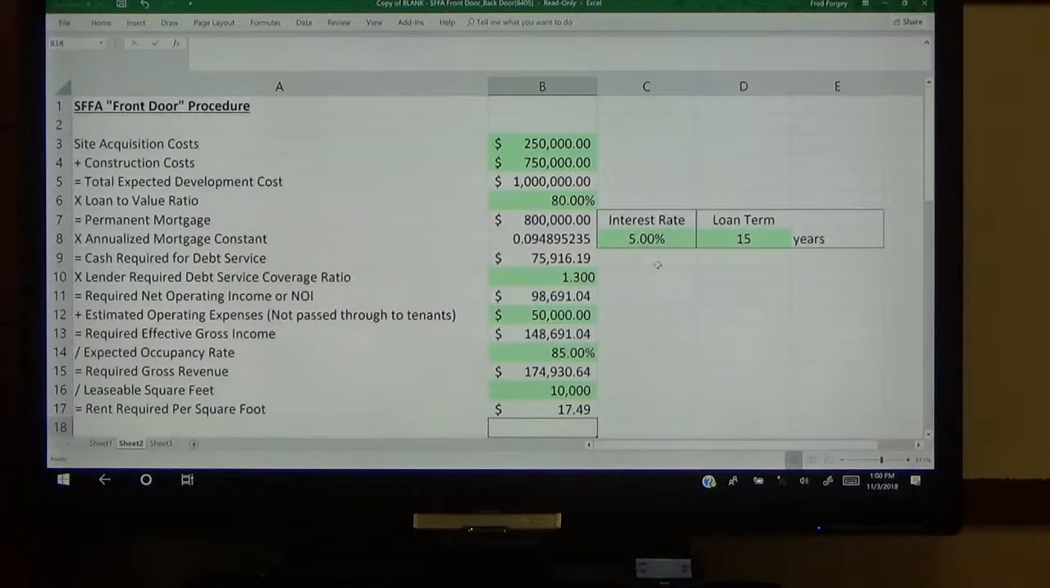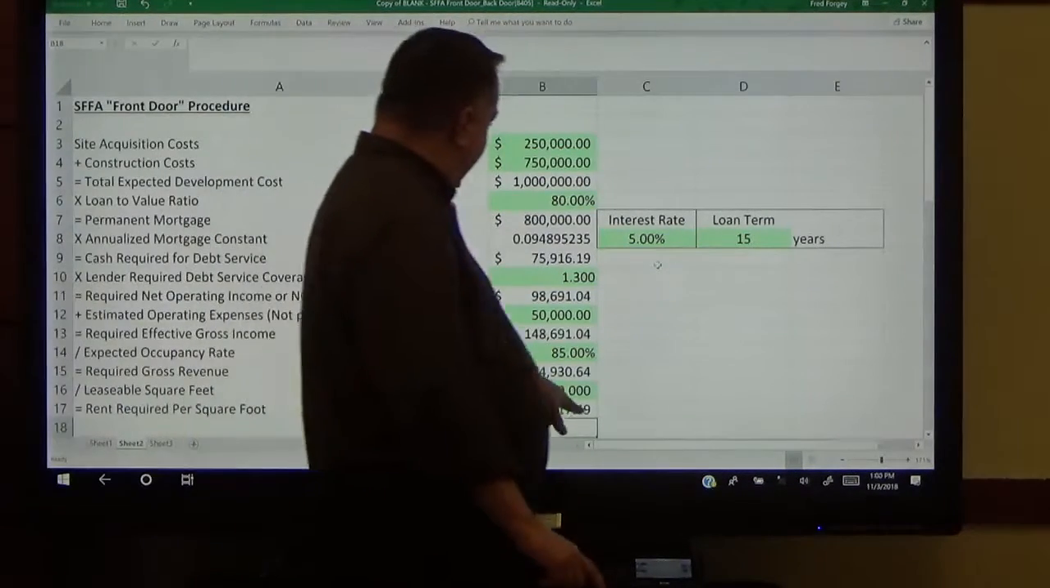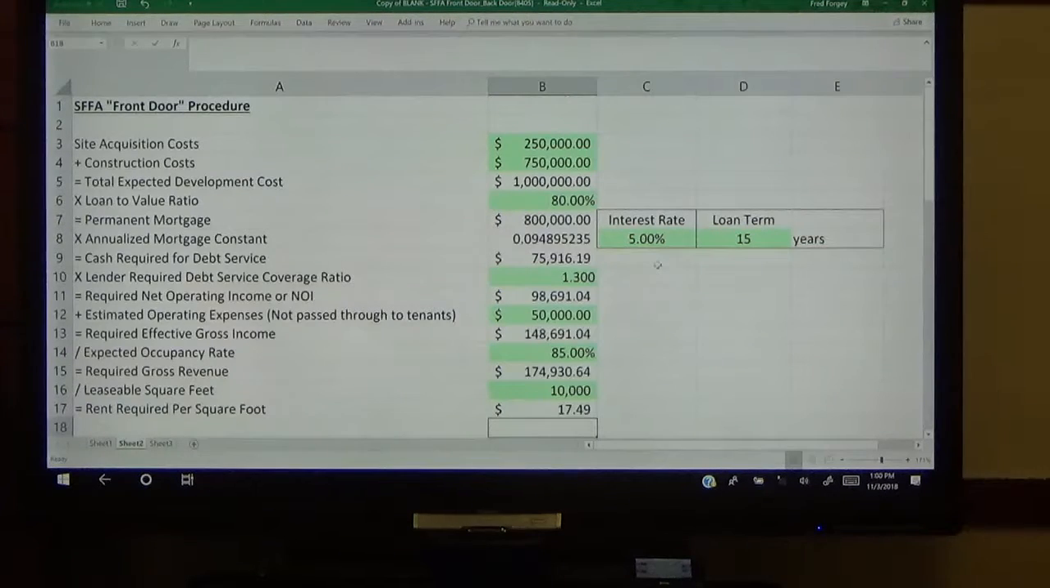So, simple question. If that is the threshold, $17.49, and I were to go out in the market and look at similar products, and the market rental rate for those products is, let's say, $20 a square foot, then what is this telling me? We're good to do it. We should probably do this project because we've got enough space between what we would require and what the market is generating in terms of rental rates that it makes sense for us to move forward.